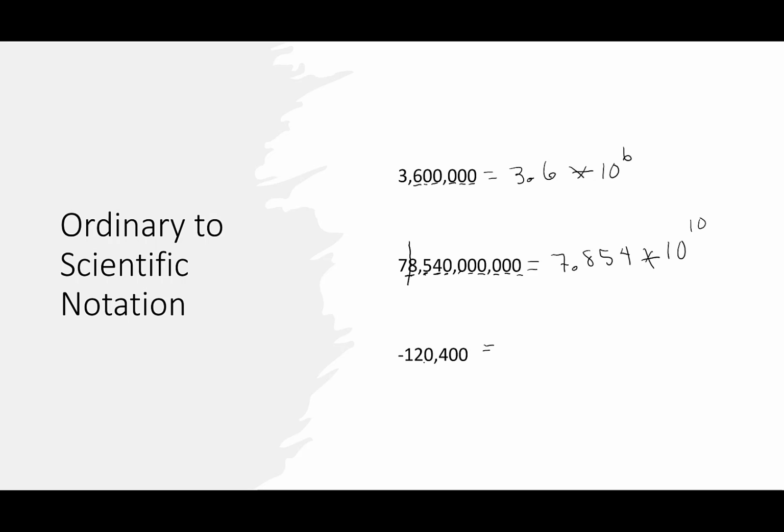One more on this page, I have negative 120,400. Now I'm going to draw this line, which tells me where to start. So I have a negative 1.204. Now this time I did have a 0 trapped between two other non-zero numbers. I am going to include that 0 in my scientific notation. Then the other ones can drop off. So I'm looking for my power of 10. After my line, I count 1, 2, 3, 4, 5. So this is 10 to the 5th.